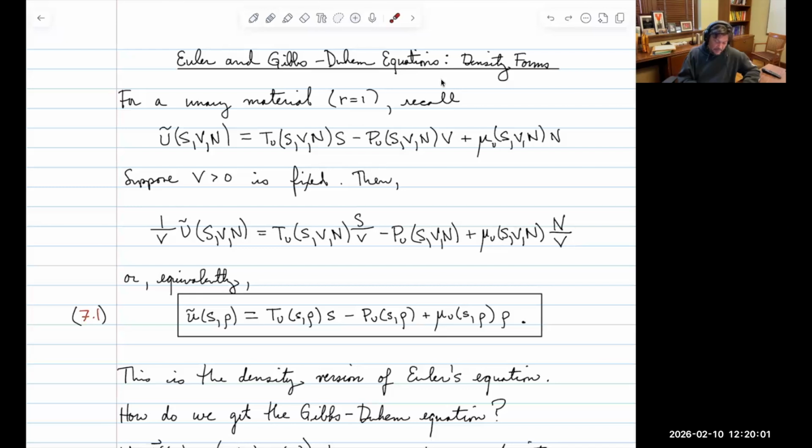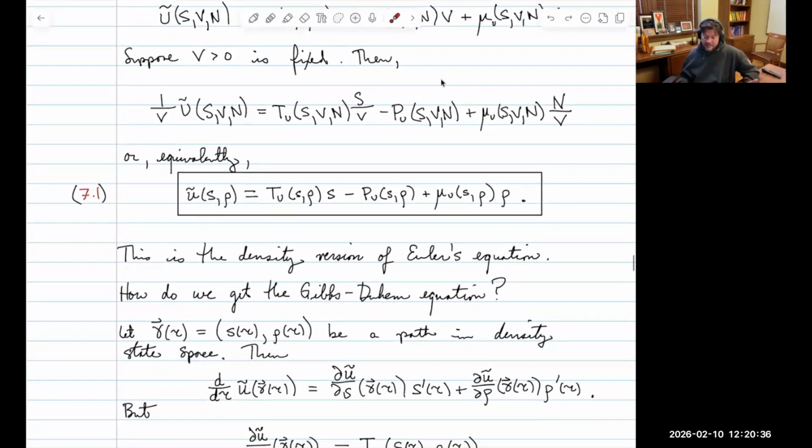But when I divide both sides by V, this becomes the energy density function. S over V, that's entropy density. V over V, that goes away. N over V, that's just equal to rho. And now I'm going to use that homogeneous degree 1 property to rewrite these functions. It's just functions of the two variables, lowercase s, lowercase rho, right? And of course, this is from an expression I had above. So this is the transformed version of the Euler equation.